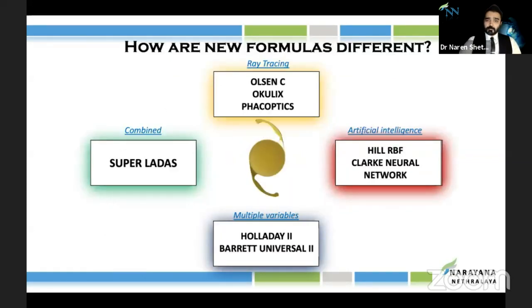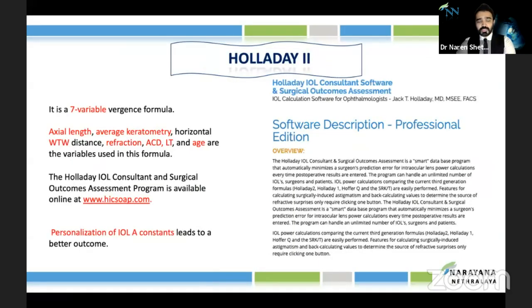And the main and the important one is the multiple variable one, where we have the Holladay 2. This works on a 7 variable divergence formula, where we have the axial length, average keratometry, horizontal white to white, refraction, ACD, lens thickness, and age. And now you can access this online, and also one very nice feature is you can personalize your IOL constant in the software.